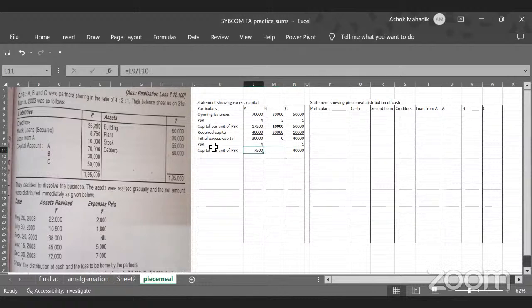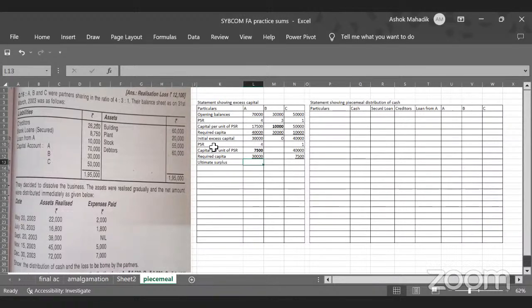So now we have to take A's capital as base. Clear? How much? 7,500. So taking his capital as base, the required capital will be for A 7,500 into 4. Same way do it for C. For one share, 7,500 is required. So 1 into 7,500. So it will be 7,500. Clear? Now this is the last step. We'll get the ultimate surplus now.